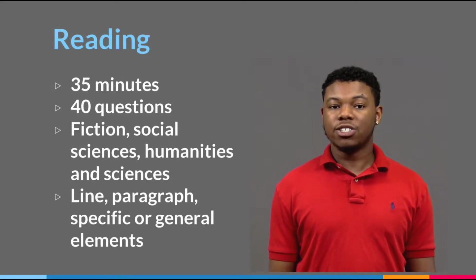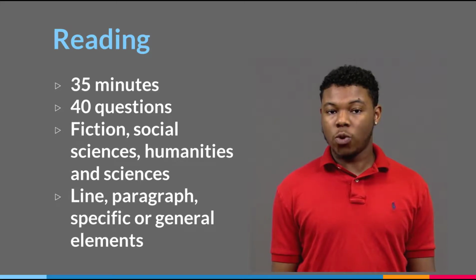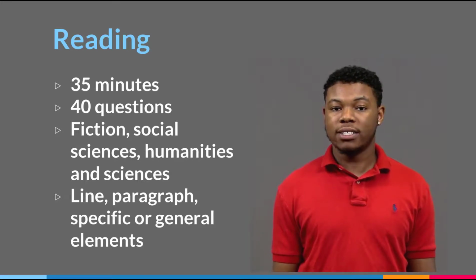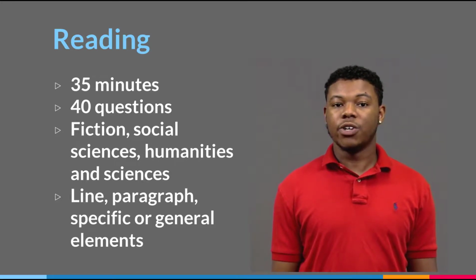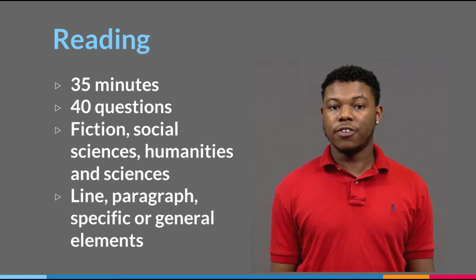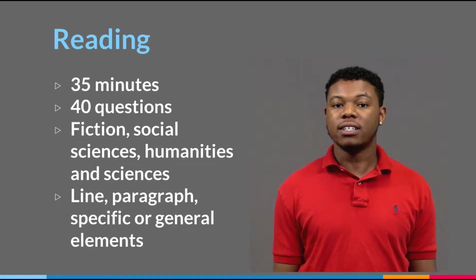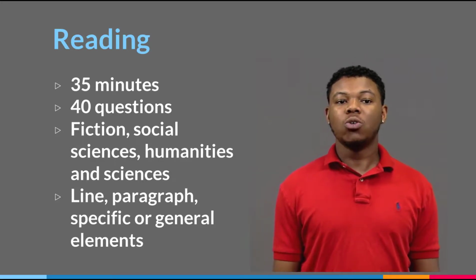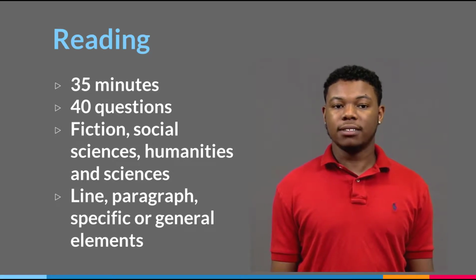The Reading section is 35 minutes long and has 40 questions. It is divided into 4 passage types: fiction, social sciences, humanities, and science. There are 3 types of questions in this section. The first type will ask you about a specific line or paragraph in the text. The second type will ask you a specific question about the text. The third type will ask you about general elements of the text, like the main idea.